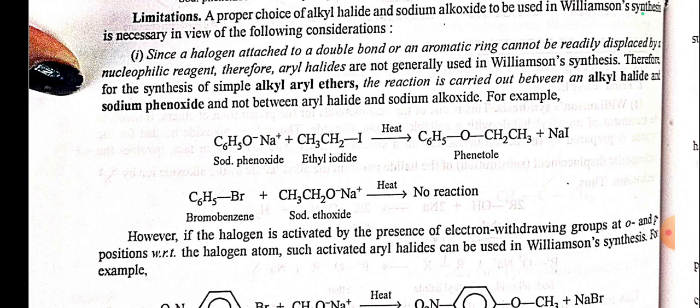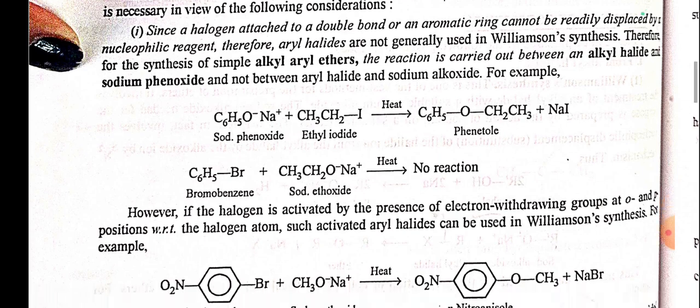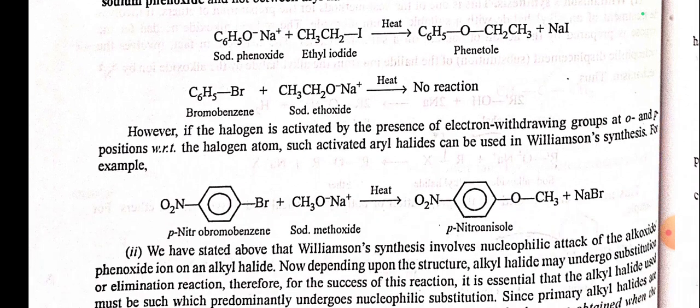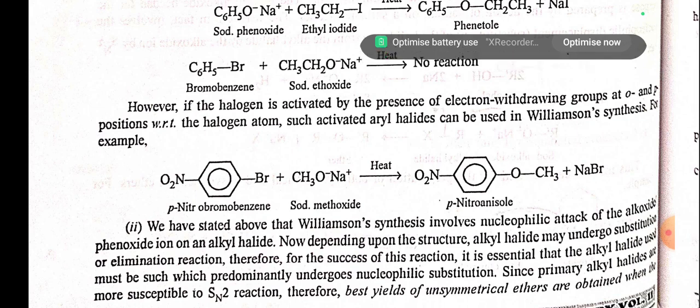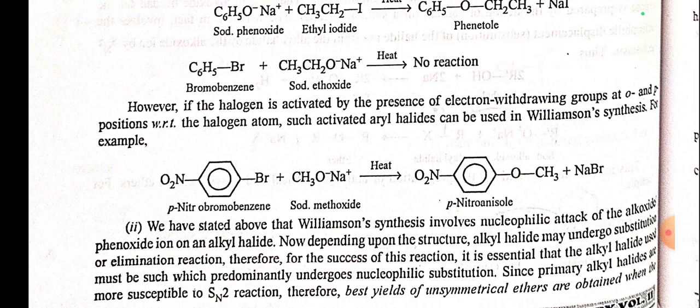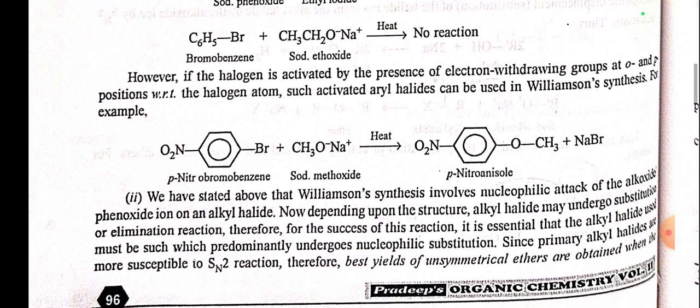Sodium phenoxide plus ethyl bromide on heating gives phenetole. Bromobenzene plus sodium methoxide on heating gives no reaction. However, if the halogen is activated by the presence of electron withdrawing group at ortho and para position, such activated aryl halides can be used in Williamson synthesis. For example, p-nitrobromobenzene plus sodium methoxide gives p-nitroanisole plus NaBr.